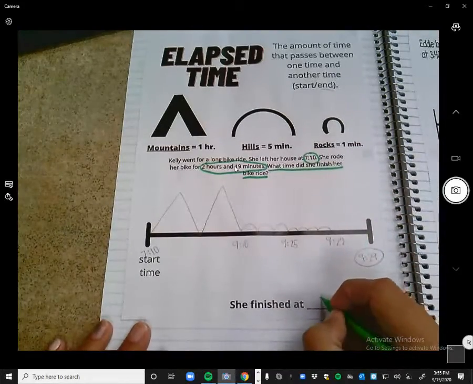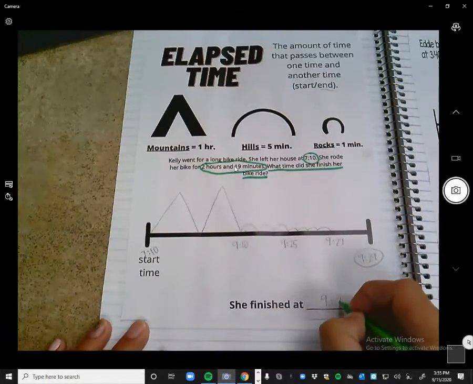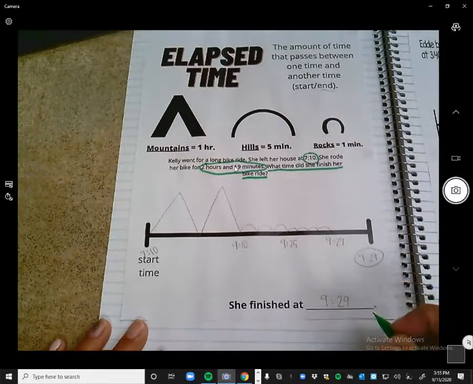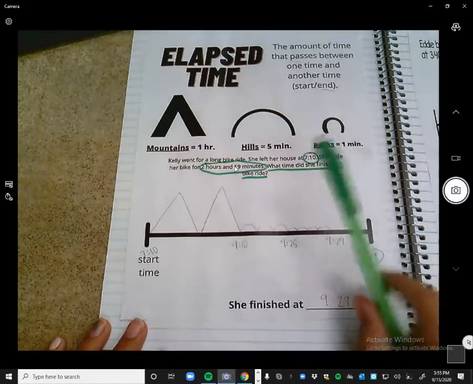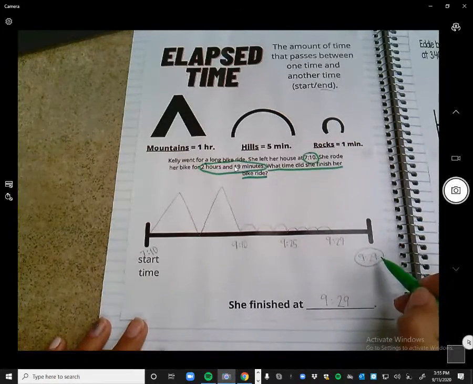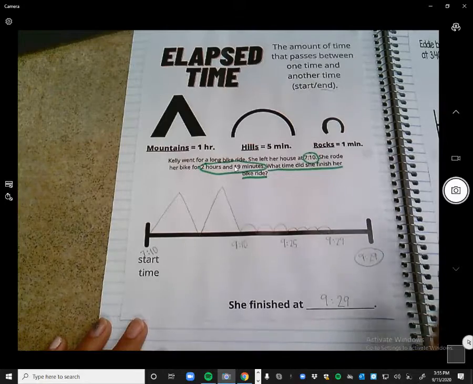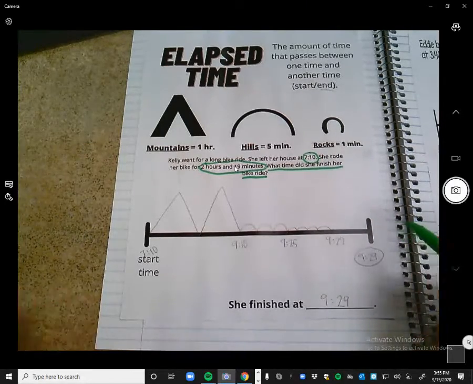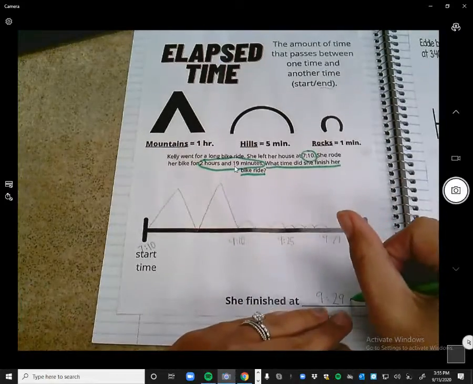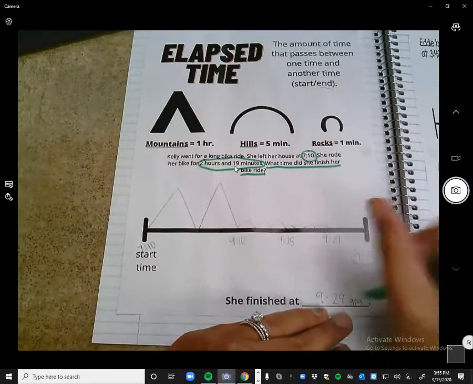Then we're going to come over here and put that down here. Now, something else we need to add is if it's AM or PM. So looking at our time, I'm thinking 9:29. I don't think she would have finished at night because 9:29 is kind of late at night for a kid to go bike riding, right? So I think this is AM. So I would put AM here.